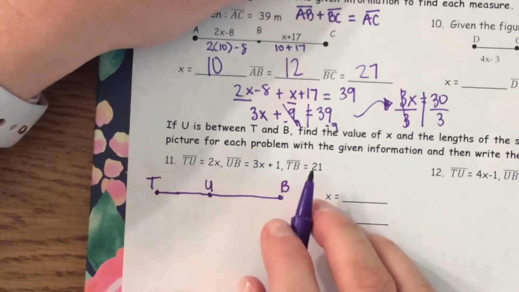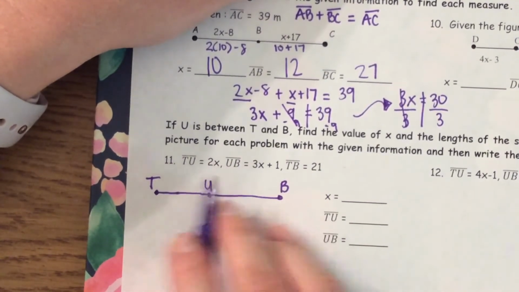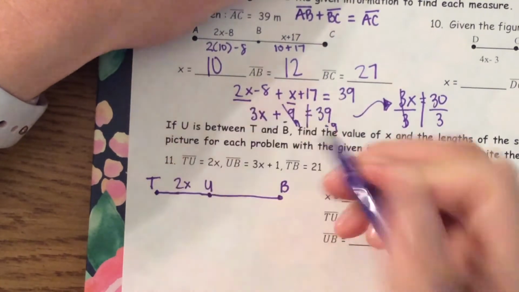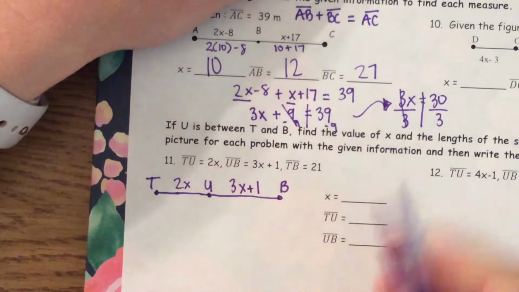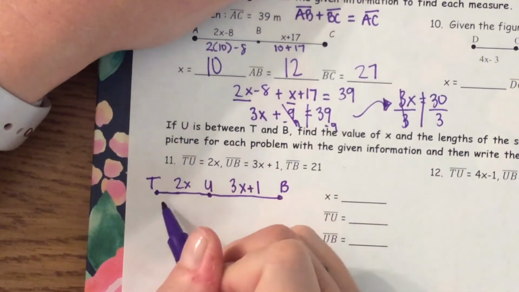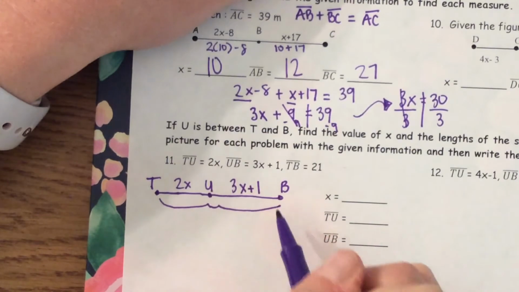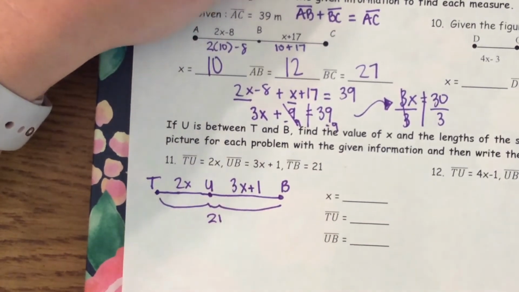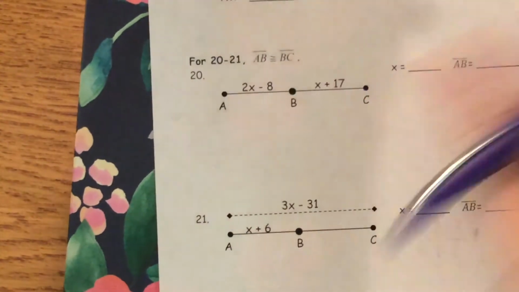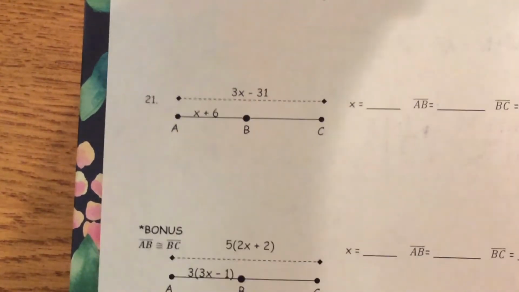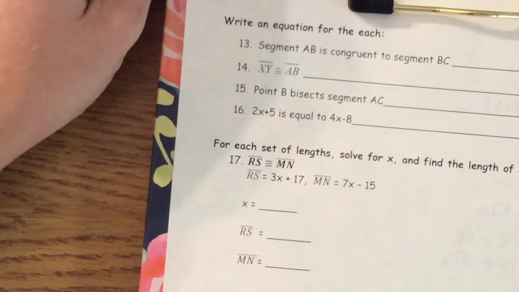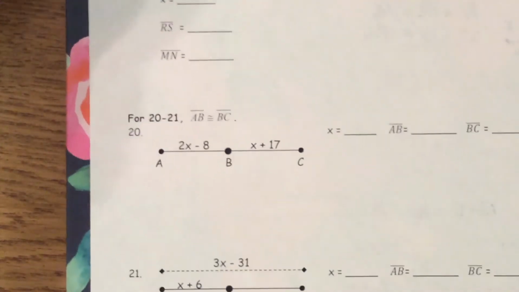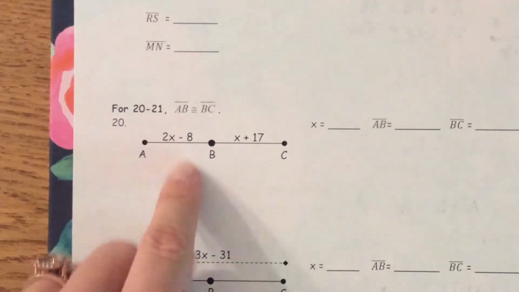Okay, then you would just fill out the information. TU is equal to 2x, so that's right here. And then UB is equal to 3x plus 1. And then the whole segment from T all the way to B is 21. Okay, and then you can finish the rest on there. Let's go ahead and flip to the back. And we'll go down to number 20, and then the rest you'll be on your own.